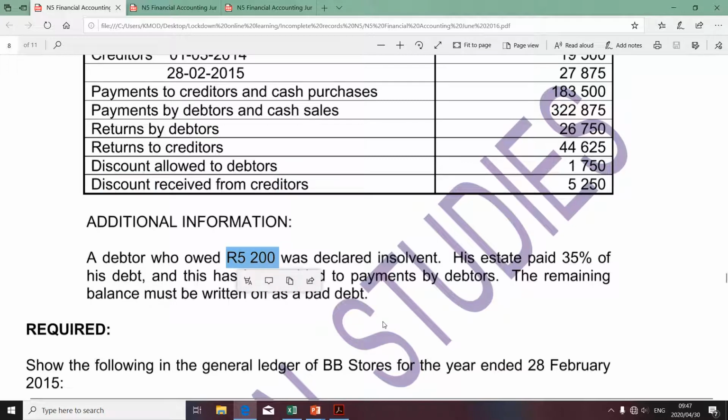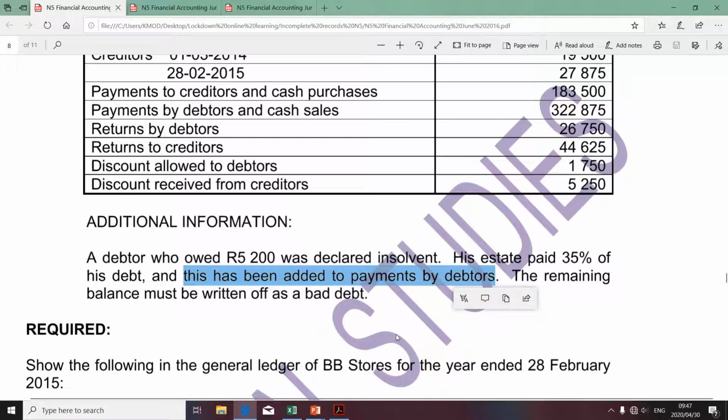Definitely this affects your debtors control account. The debtor was declared insolvent. His estate paid 35%, and this has been added to payments by debtors. Therefore, the 35% of the 5,200 has already been taken into account as a payment. We're not going to take that into account. However, the remaining balance, which is 65%, you simply say 100% minus 35% to obtain the 65%, must be written off as bad debts.